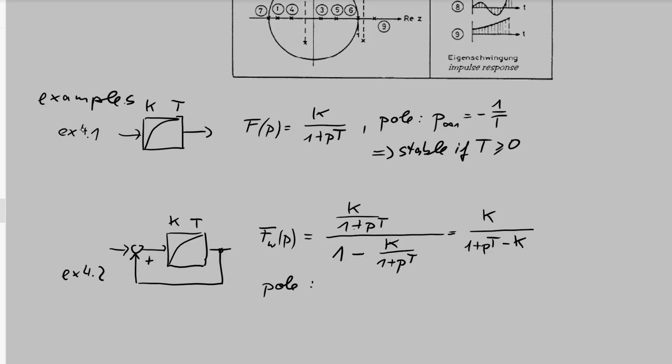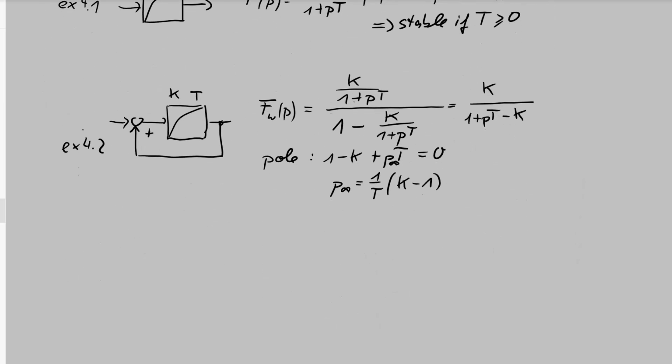Pole calculation gives the following. The numerator doesn't matter for stability, denominator is a polynomial function, so we set now 1 minus k plus pt to 0, then we have a definition for my pole. If we solve this, we have p infinity is 1 over t multiplied by the k minus 1 part. Okay, this is the pole of my closed loop system, and this is a real number, so we have just to investigate the sign of this expression.